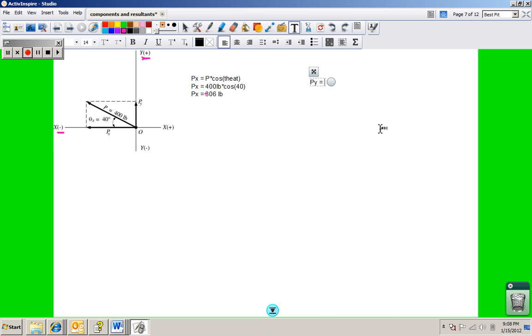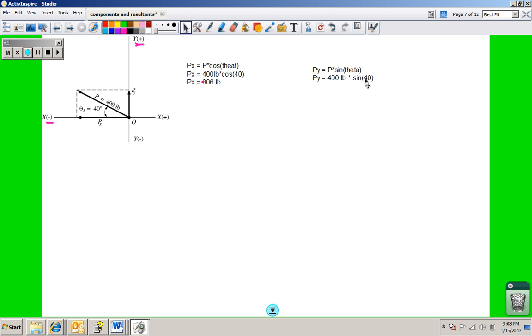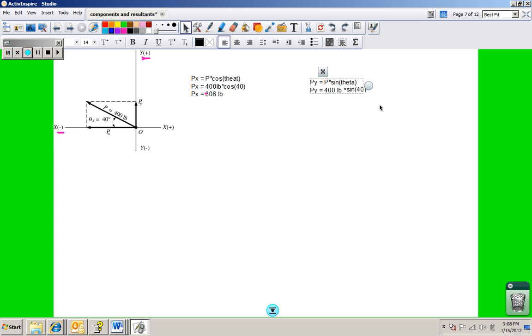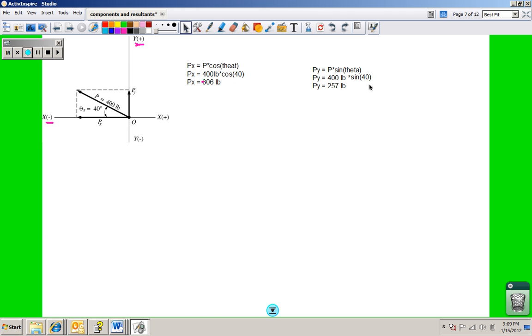PY is equal to P times sine theta. All right, so that means that PY is going to be equal to 400 pounds times sine of 40 degrees. Oops. So when I plug that in, 400 times sine 40, you get 257. So PY is going to be equal to 257 pounds. All right? And that was in a positive direction.